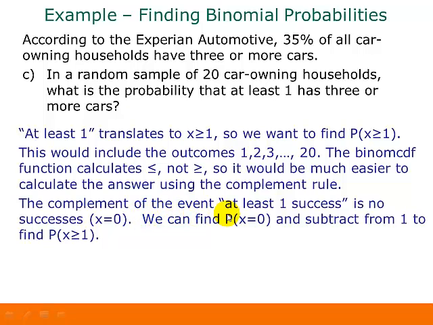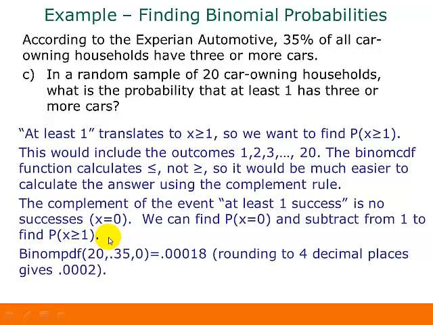The complement of the event at least one success is no successes. That would be x is equal to 0. And we can very easily find P of x equal to 0, and then we would subtract it from 1 to find the value of its complement. So if we find the probability that x is equal to 0 using our calculator, we'd put in 20, 0.35, and 0, and we get 0.00018. If we round this to 4 decimal places, we get 0.0002.